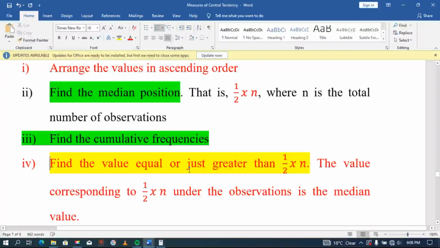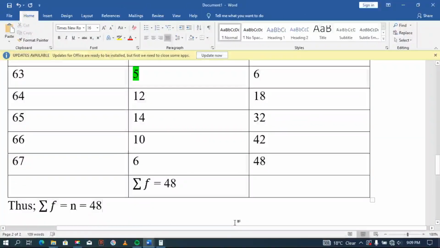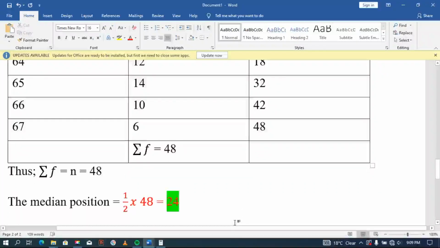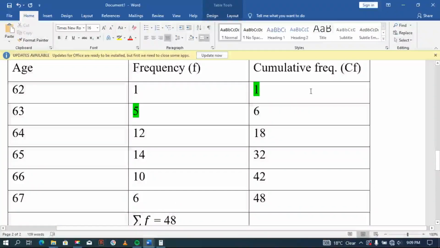Now when you come to our workings under the cumulative frequency column, remember our median position, or what we take to be a half of n, is 24. That is the half of n. So come under the cumulative frequency column here, then I will look for 24. If we have 24 appearing there, we read that 24.